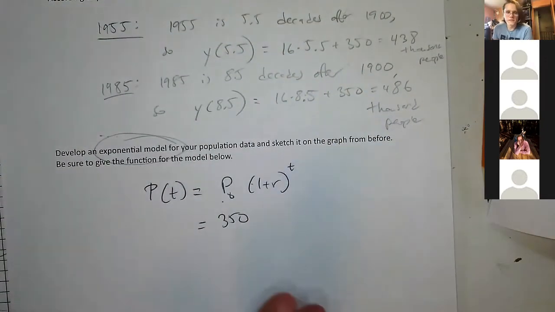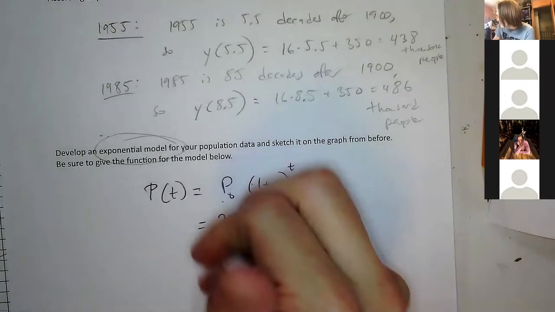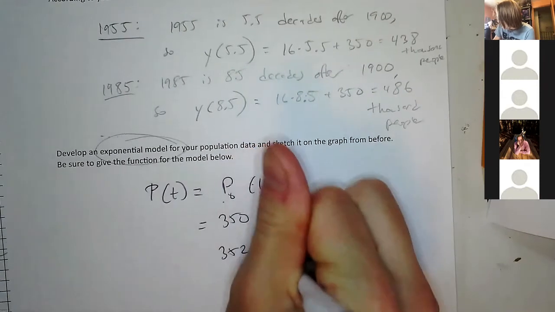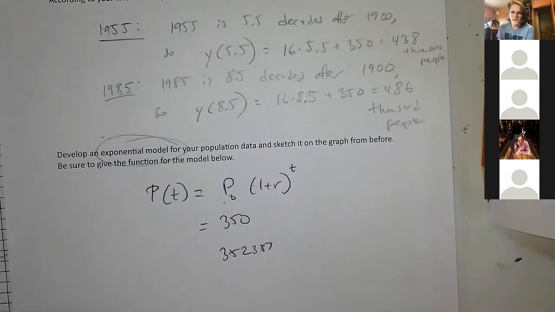But if you want, you can just put the whole population there. In this problem, you could have written 352,387. That was what I'm trying to say. And then your model would have popped out the exact population instead of in thousands. Again, it doesn't matter. It just depends however you want to set it up.